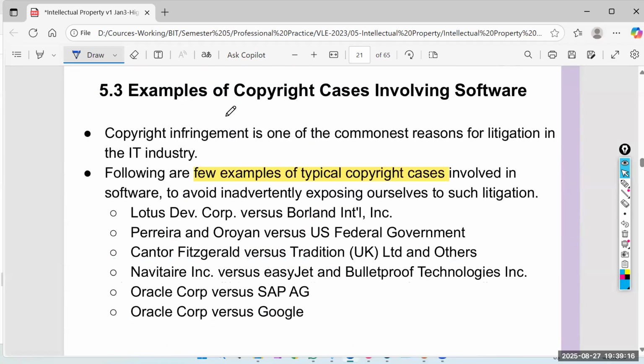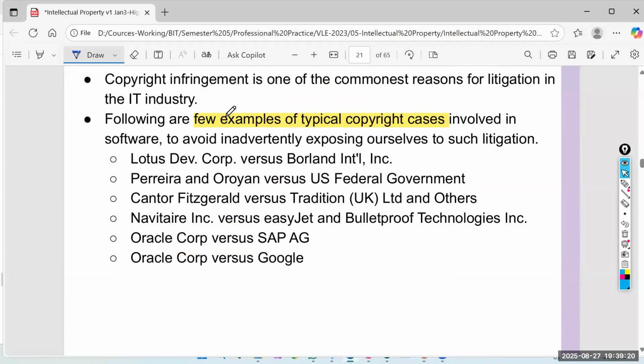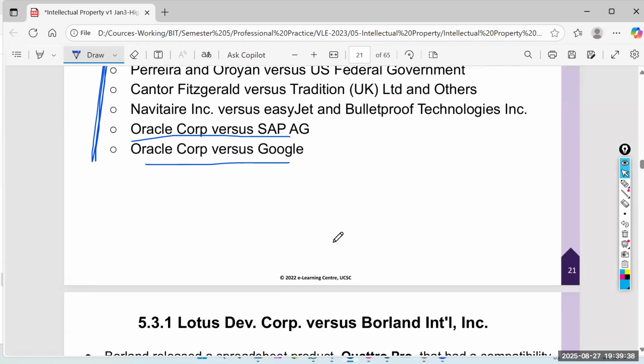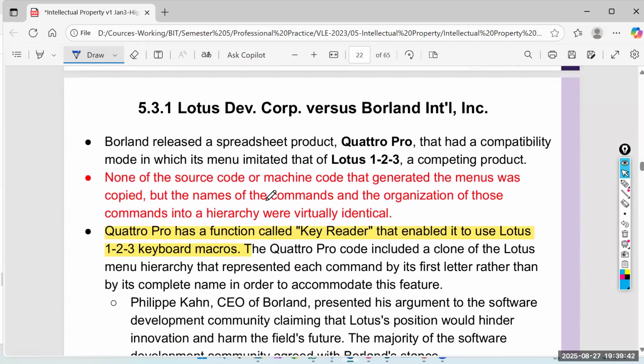So there are different types of licenses available. These are some well-known international-level copyright cases, especially Oracle versus SAP and Oracle versus Google. Those are very famous copyright cases in the IT industry. So they have mentioned these things. I'm not going through those in detail.